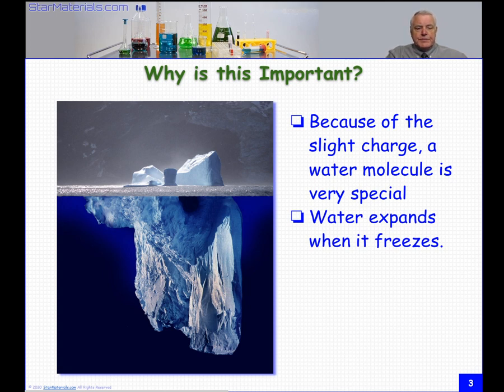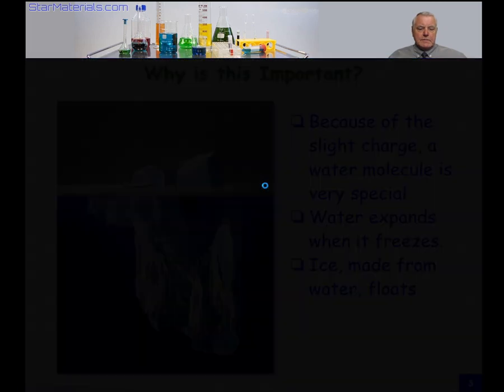Unlike other things, water expands when it freezes. It gets smaller and smaller and more dense and more dense. But then, somewhere around 4 degrees centigrade, it starts expanding again. That's why ice floats. Otherwise, it would be bouncing around in the liquid. But if it's less dense, it's going to float, and some of it is going to stick out of the water.